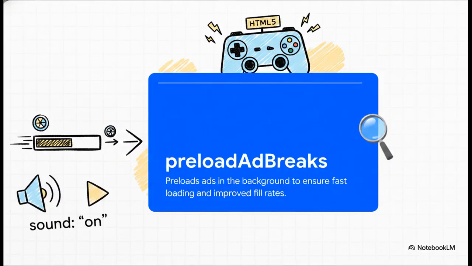Looking a bit closer at that configuration in Step 2, when you run ad config, you are definitely going to want to pass in preload ad breaks set to on and sound set to on. That preload ad break setting, it's an absolute game changer. It silently preloads the ads in the background while the user is busy playing your game. Because of this, when it's finally time to actually show an ad, it loads instantly, which dramatically improves your fill rate. And setting sound to on simply ensures your premium video ads can play audio, making the whole experience way more engaging.